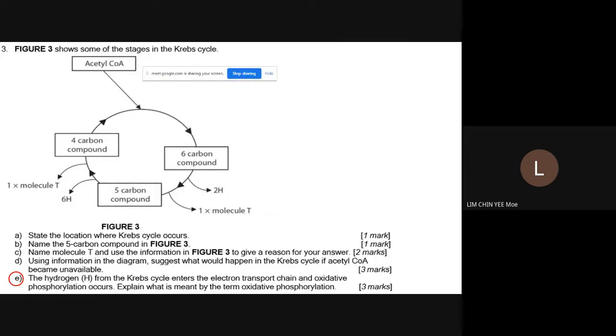Kalau substrate level phosphorylation memang dah pernah keluar dalam past year, and Miss dah bagi definition dia dekat last page of your notes. Page yang terakhir, slide yang terakhir. Memang ada the term substrate level phosphorylation meaning. But now, tak pernah keluar dalam exam pasal oxidative. What if they ask you about oxidative and 3 marks? So inilah cara you explain. Okay?